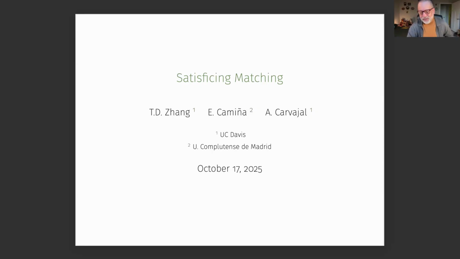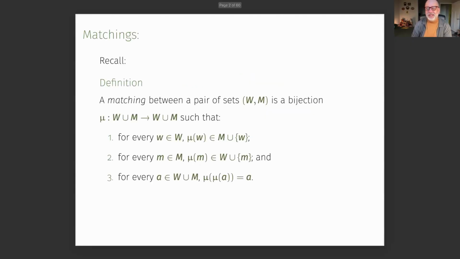Okay, so let me go very quickly to the motivation, and the first slide is just to establish notation more than anything else. Suppose that we have a couple of sets W and M. A matching between these two sets is a one-to-one correspondence that assigns to each element one and only one element of the other set or itself, and it's of degree 2. So if A is matched with B, B is matched with A. That's the first thing that we learn when we do matching theory.